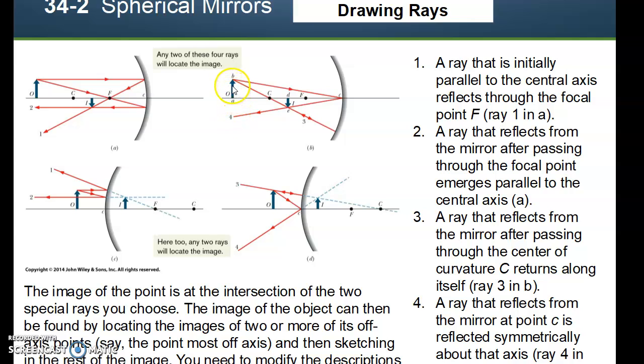A ray that reflects from the mirror, and this is at point number 4 right here, goes to the point that's on the center of the line of axis here, that's symmetrical about the axis, comes directly back out and reflected like this, so that this angle is going to equal this angle. And here's where the object is right at that point right there.